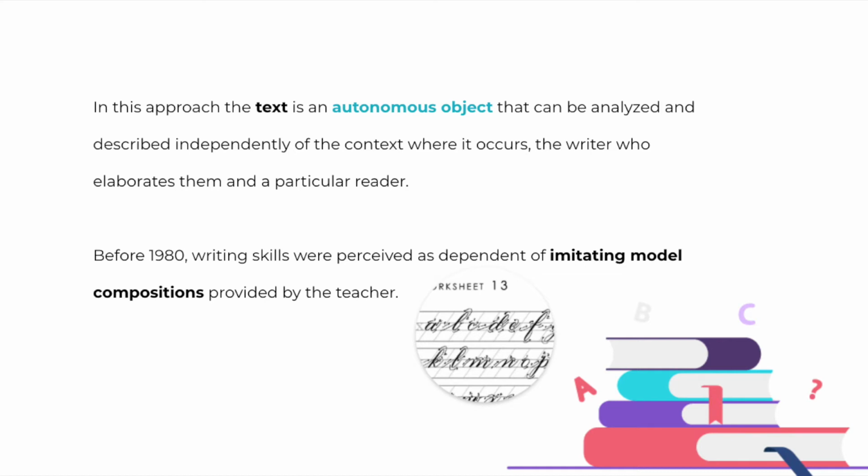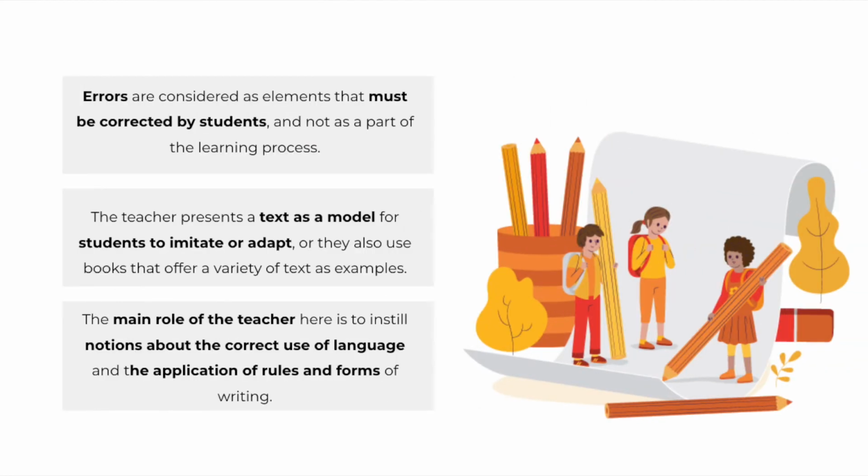Before the 80s, writing skills were perceived as dependent on imitating model compositions provided by the teacher. Errors are considered as elements that must be corrected by students and not as a part of the learning process, as will be seen later in the writing models pages. In this approach, the teacher presents a text as a model for students to imitate or adapt, or they also use books that offer a variety of texts as examples. The main role of the teacher is to instill notions about the correct use of language and the application of rules and forms of writing.